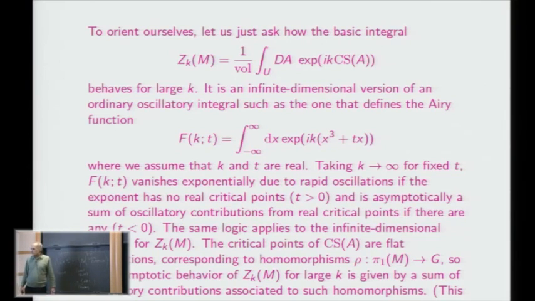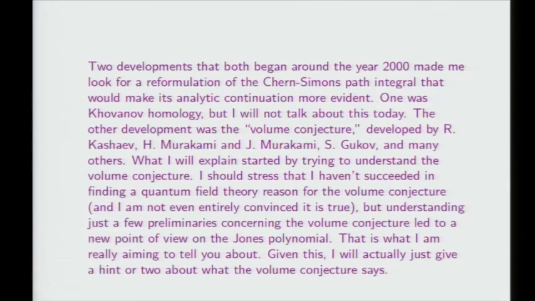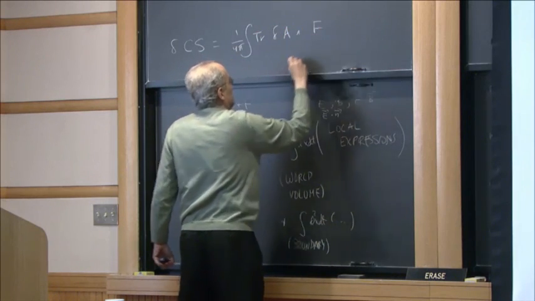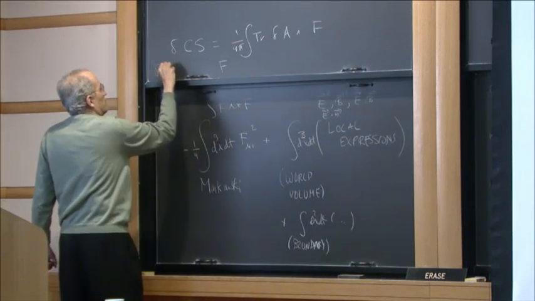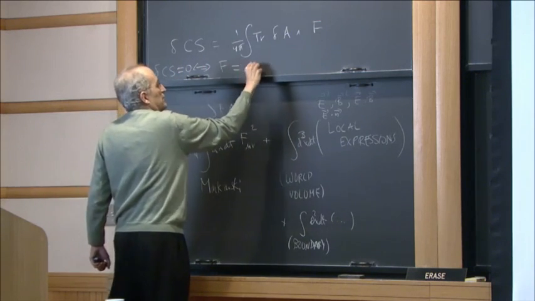Now, according to Feynman, the same is true for Feynman integrals, such as our Chern-Simons integral. The large k behavior is determined by real critical points. So we need to know what are the real critical points of the Chern-Simons function. And a short calculation shows that the variation of the Chern-Simons function is the integral of the variation of the connection times the curvature. So a critical point is the same as a flat connection.